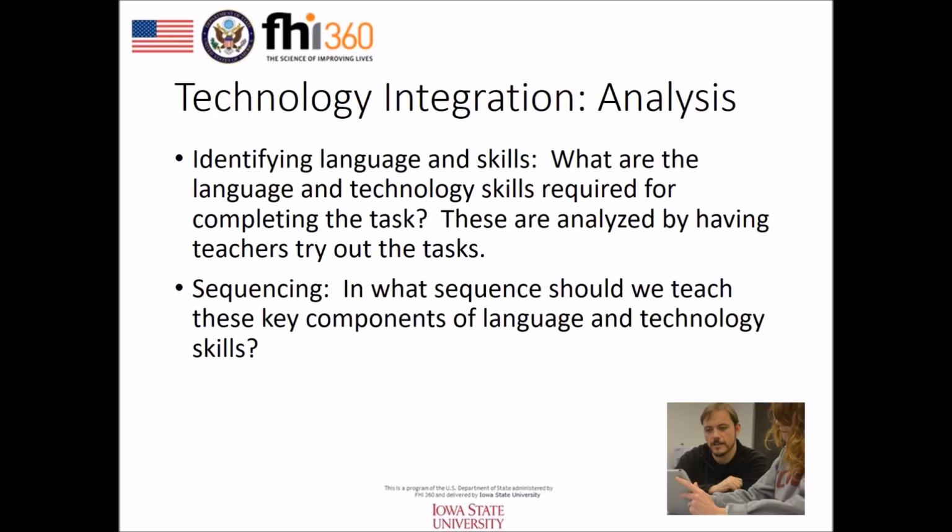The next step is sequencing. In what sequence should the teachers use these key components of language and technology skills? Once the skills are identified, how can they be divided up and taught gradually across a week or 2 weeks or however long that unit is going to last?